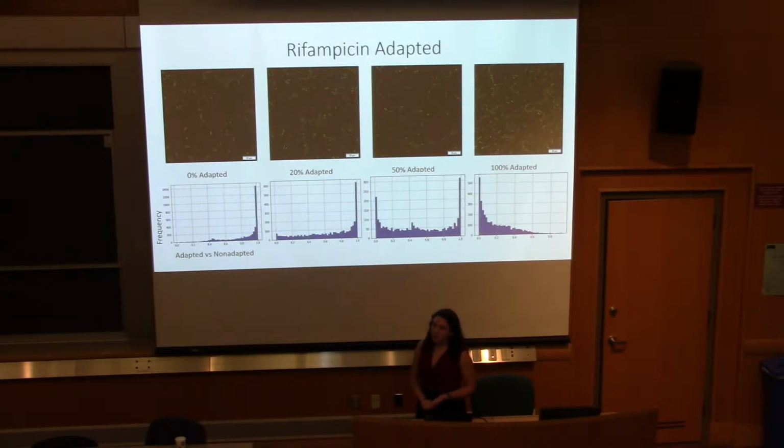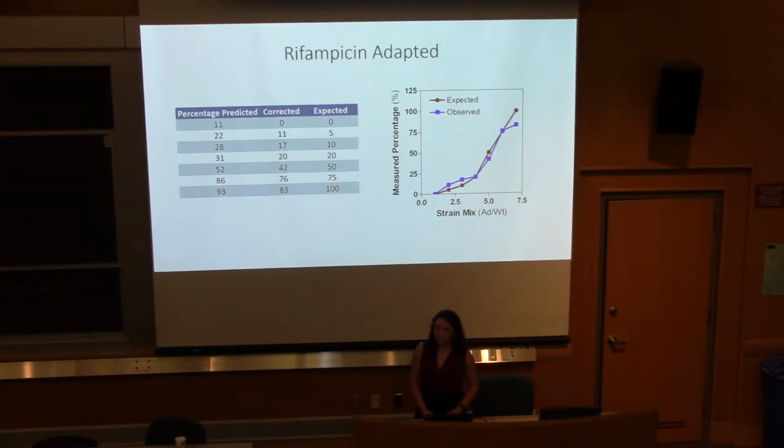These histograms represent the probability for each given prediction, where 0 represents adapted and 1 represents non-adapted, and the y-axis shows the frequency of each prediction. Everything in between 0 and 1 represents noise in our data. When we corrected for this noise, our predictions were a lot closer to the actual percentages.